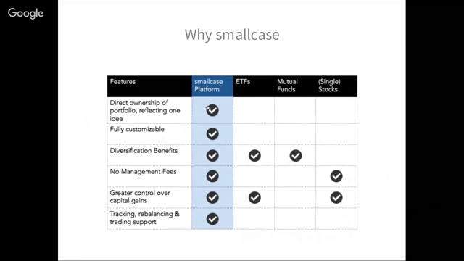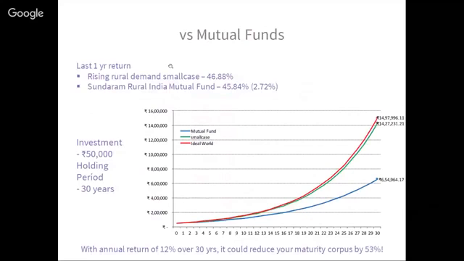So like ETFs, mutual funds also charge an expense ratio. Actually, let's talk more about it in the second slide that we have here, along with an example. So in the last 1 year, the rising rural demand smallcase has generated a return of 46.88%. Now, if somebody had invested into such a theme, there is a mutual fund called Sundaram Rural India Mutual Fund, which generated a return of 45.84% in the last 1 year. But the problem is that the expense ratio of Sundaram Rural India Mutual Fund is 2.72%. On an average in India, the expense ratio of an equity mutual fund is around 2.5%.